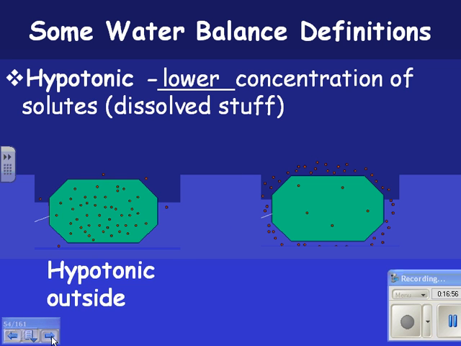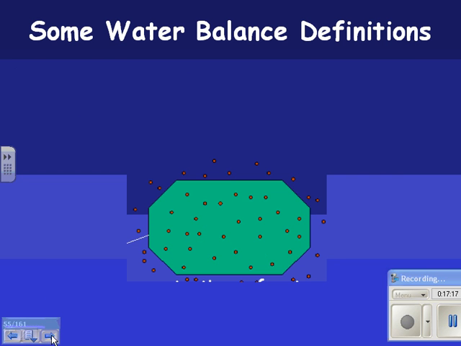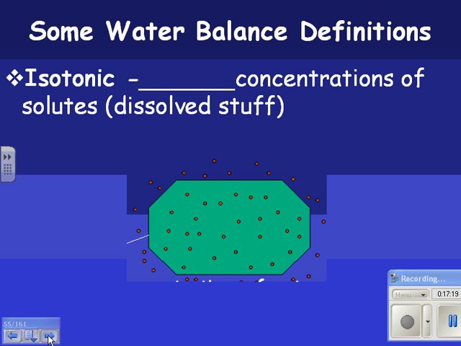You could say the cell is hypotonic compared to the outside. So you could say it's hypotonic inside. Typically, you would just say the cell is put into a hypertonic solution. But if you're talking about the cell, you can say inside here is hypotonic. Outside here is hypotonic. And then the last one is easier, isotonic. That means the same. So equal concentrations of solutes in and out.